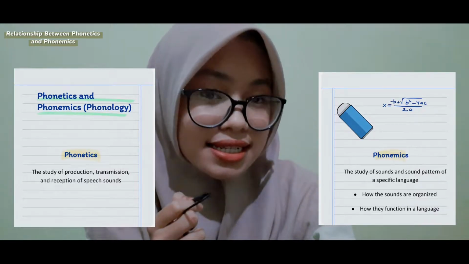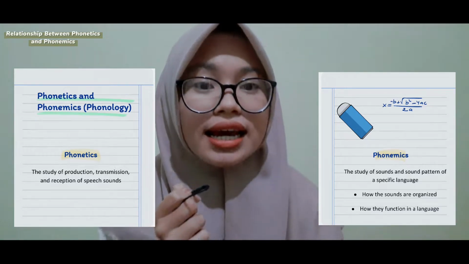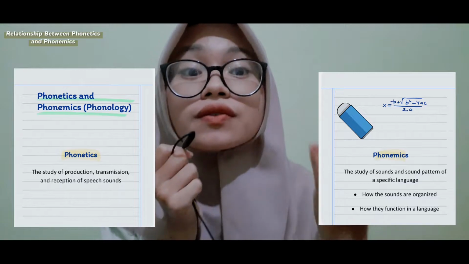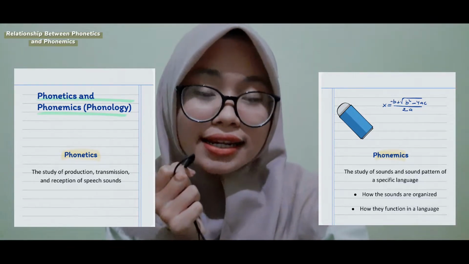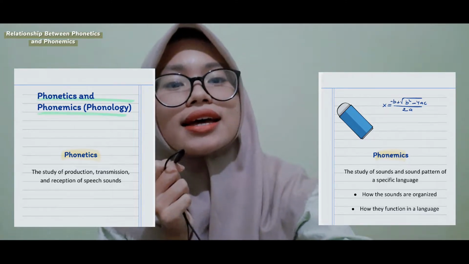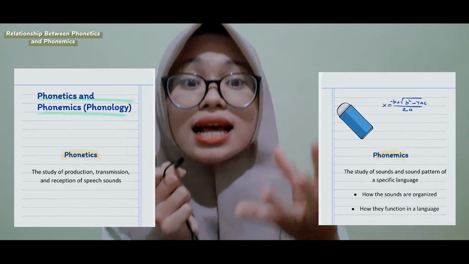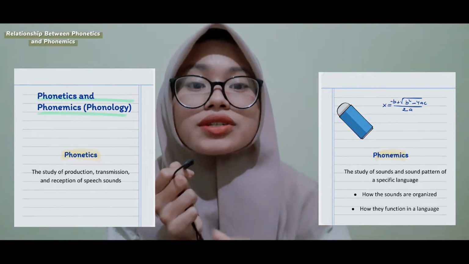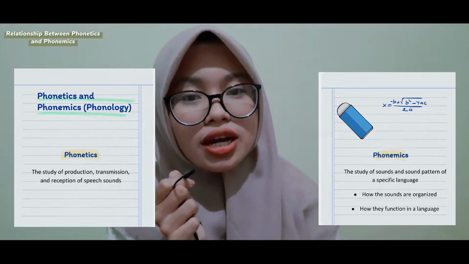So phonetics is a study of production, transmission, and reception of speech sounds. And phonemics is a study of sounds and sound patterns of a specific language. And phonemics learns how the sounds are organized and how they function in a language. So that's why phonetics is gathering the raw material and then phonemics cooks it.